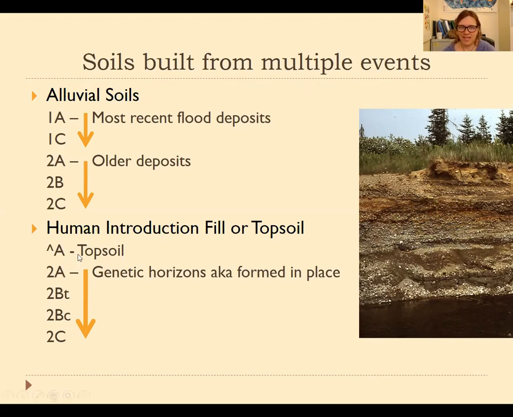And then again, this can happen when humans come in and dump like fill dirt or topsoil on top of other soil. And in that case, there's this little like caret symbol that's usually put on the soils to indicate that that's something that's added by humans, as opposed to what we would call the genetic soil horizons, which is like the soil horizons that have really formed in that place. Okay, I think that's a good stopping point.